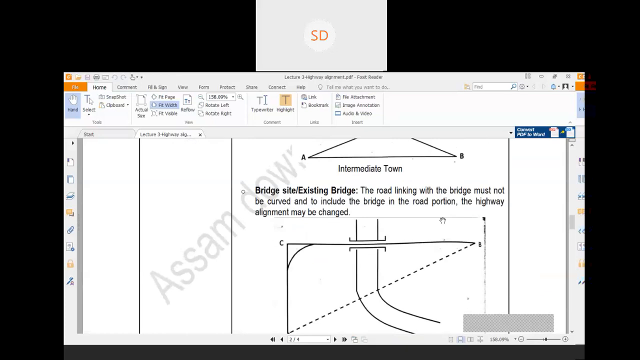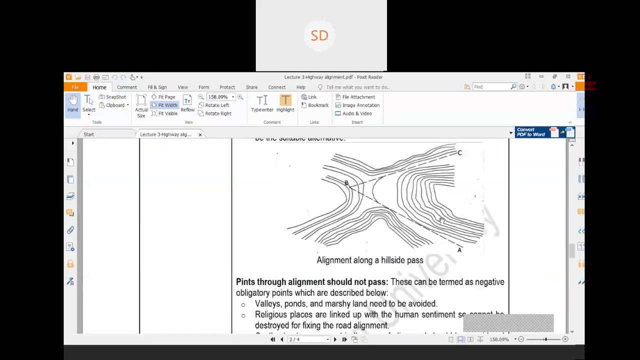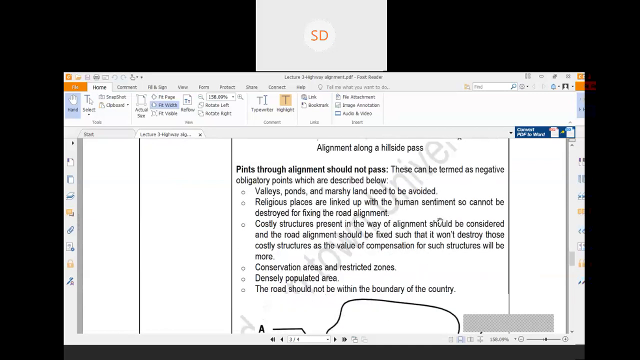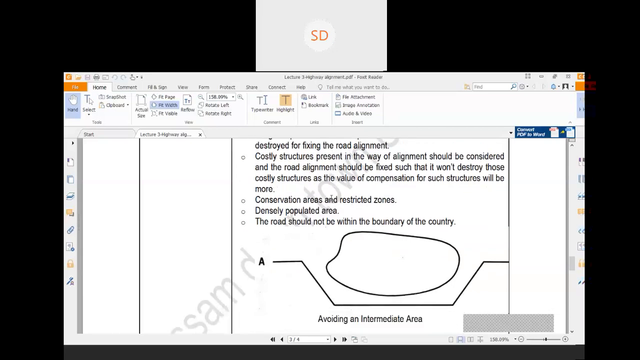So these are basically the different points through which a highway alignment should pass. Now let us discuss the different points through which a highway alignment should not pass. So there are different points. Suppose some valleys, ponds, and marshy lands are there. They always need to be avoided.